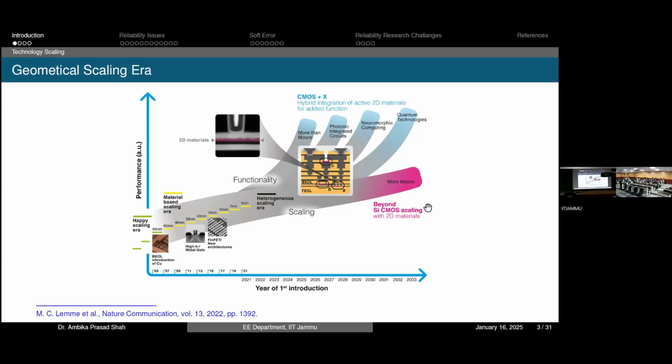So those kinds of technologies, we can call them the material-based scaling era. It's not just the physical reduction of the devices, but also the utilization of different kinds of materials so that the material can help to maintain the performance which I want. Okay, so this kind of scaling era we can call them.